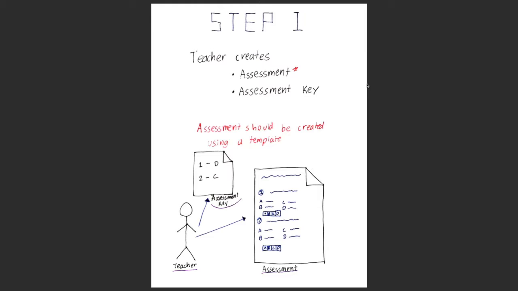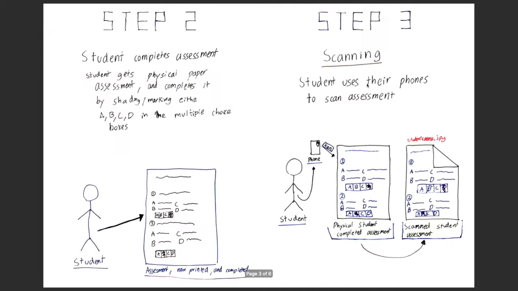Before I jump into my project, let me first tell you how I envision my project. Here are some excerpts from my physical lab book. Step 1 was a teacher creates an assessment and an assessment key. Step 2, the student completes the assessment and then they complete it by shading and marking either A, B, C, D, or none in the multiple choice boxes. Then they take their phones to scan the assessment.